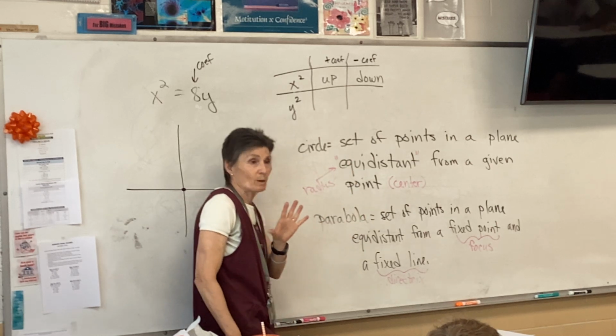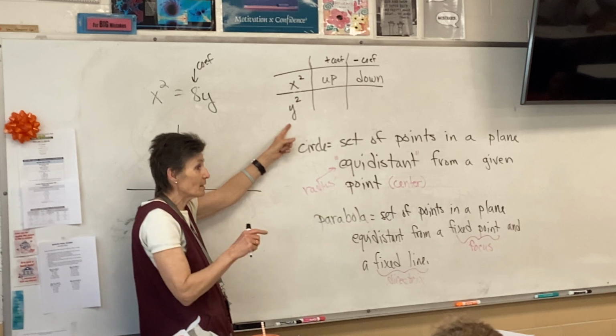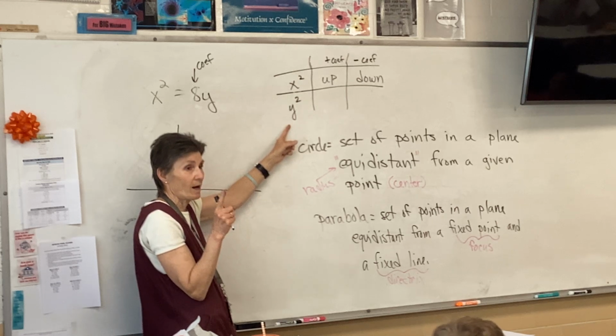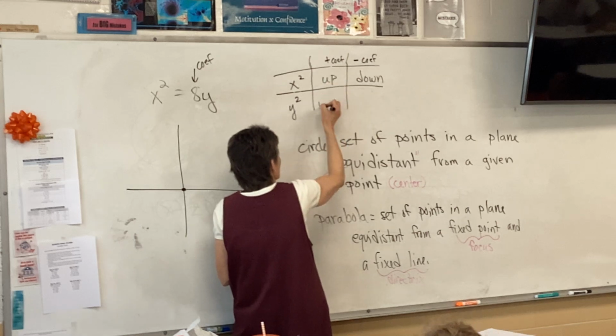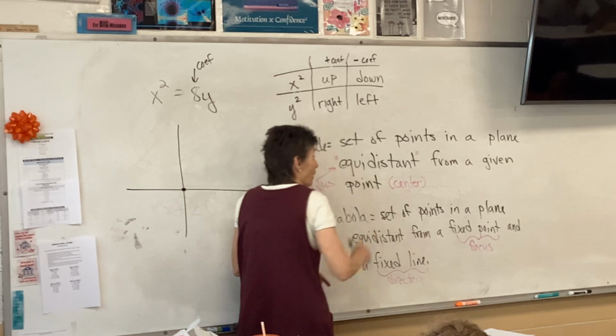But the only parabolas we looked at before were the up and downs. Now we're going sideways. If it's y squared, so if your parabola is a y squared, only one of them squared, either x or y. If y is squared, with a positive coefficient, you're right, and with a negative coefficient, you are left.